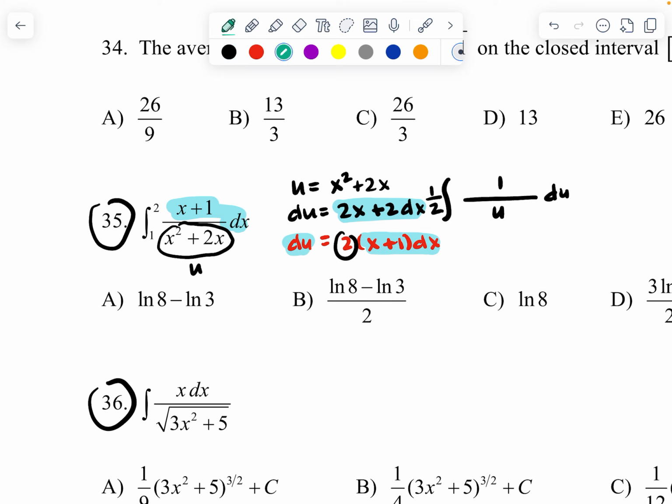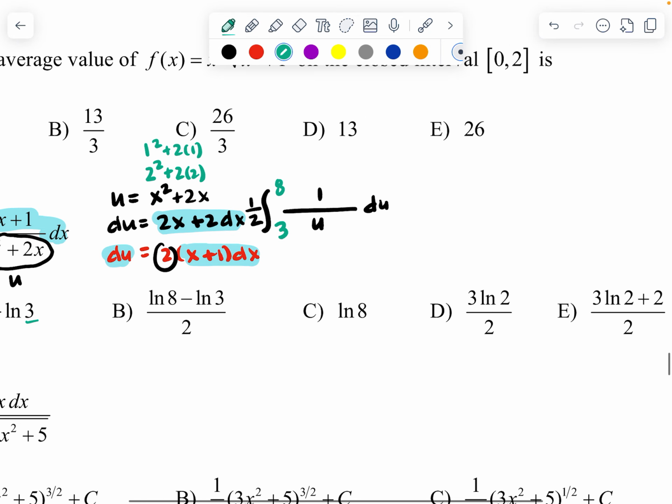Okay, let's change those boundaries. If I plug in x equals 2, that's going to give me 2 squared plus 2 times 2. So that's 4 plus 4 with an upper bound of 8. And on the bottom, if I plug in a 1, I'm going to have 1 squared plus 2 times 1, which is 1 plus 2, which gives me a lower bound of 3. Okay, and you guys look, I'm seeing these 8s and 3s, so that's probably right. Okay, now I have, don't forget this 1/2 on the outside.